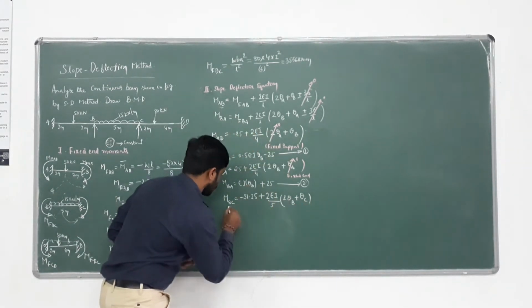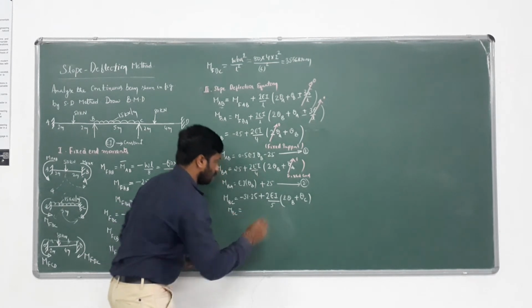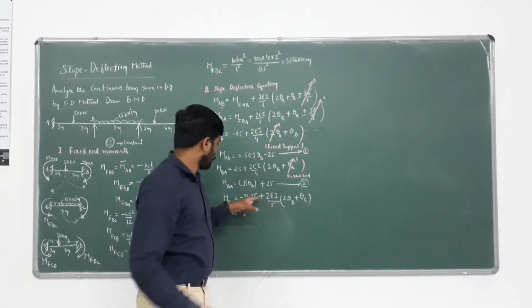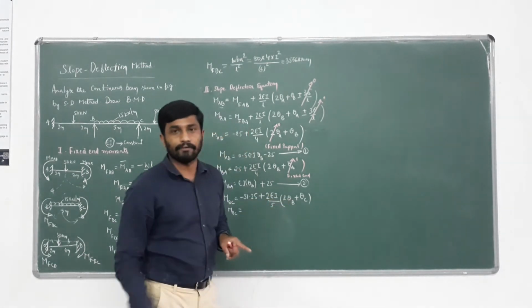Now you just modify the equation. MBC equals 2 into 4, take the calculator, 2 into 4, 4 divided by 5. What is the value?